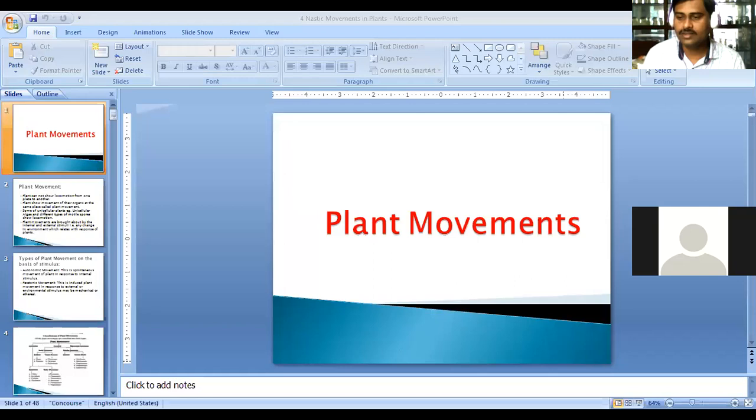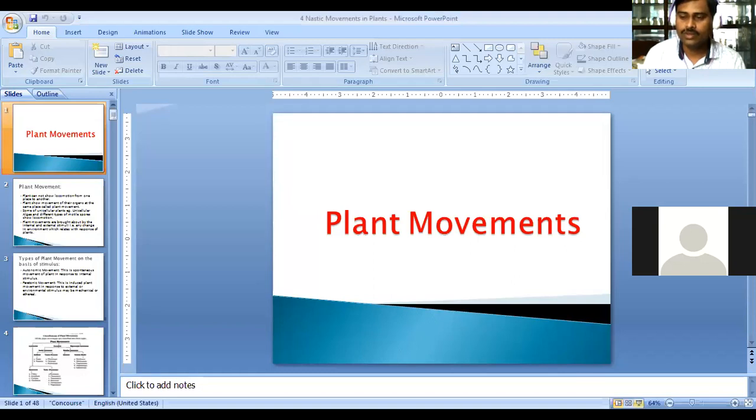Today we are going to see the next part of plant movement. In the previous lecture, we saw two kinds of plant movement, that is, movement of locomotion and another one, the movement of curvature, in which we see the movement of growth, curvature movement.